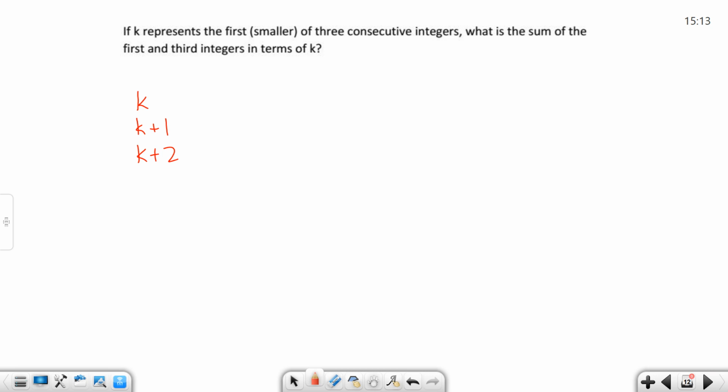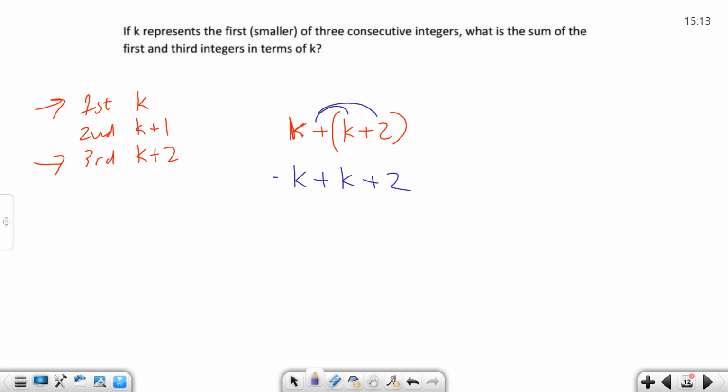What is the sum of the first and the third integers? This is the first, this is the second, and this is the third, right? So we want this one and this one. We're going to sum them. So this is going to be k plus what? k plus 2. So that's going to be k plus (k plus 2). And we put these together, and that's going to give me what? 2k plus 2. So if we have three consecutive integers and we want to add the first one and the third one and skip the one in between, then 2k plus 2 is going to be the sum of the first and the third integers.